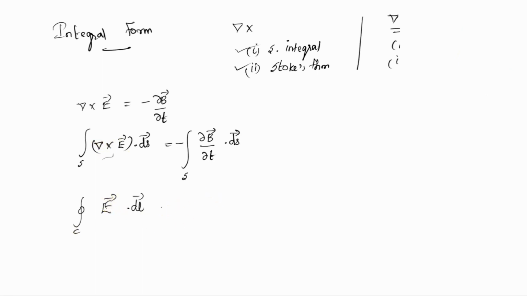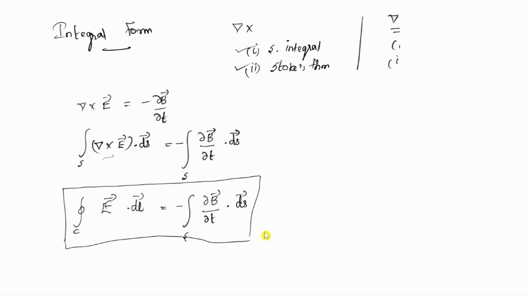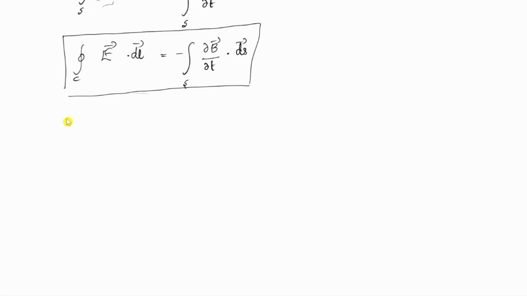Okay, in the right hand side we can write the equation as it is, dou B by dou T dot ds. Okay, so this equation is known as the first law of Maxwell's equations. Okay, now let us take the second equation. So this is the first equation. So let us take the second equation.